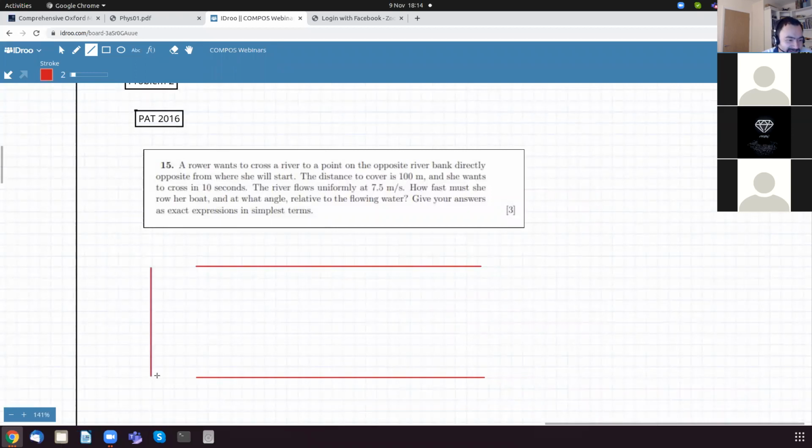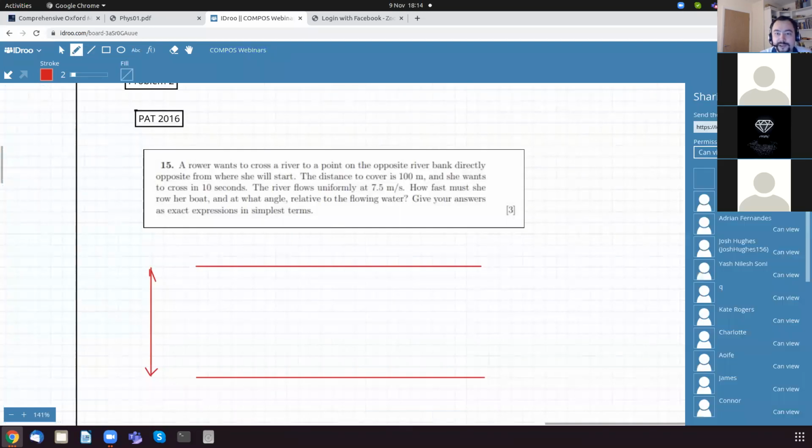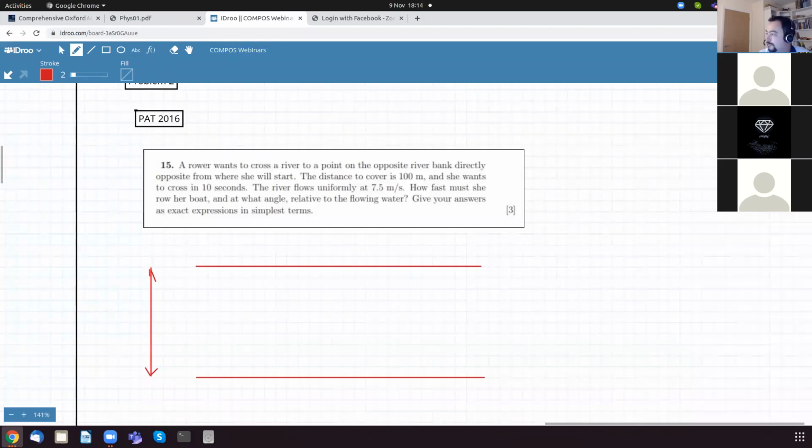Yes, a very ambitious rower wants to cross a river. And so this is 100 meters. Apologies. By the way, I forgot to share it with you, just in case you want to follow the board rather than following my screen.